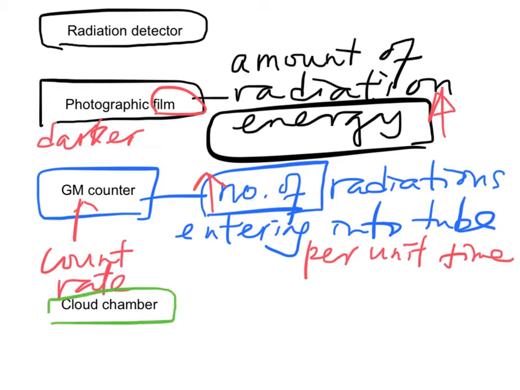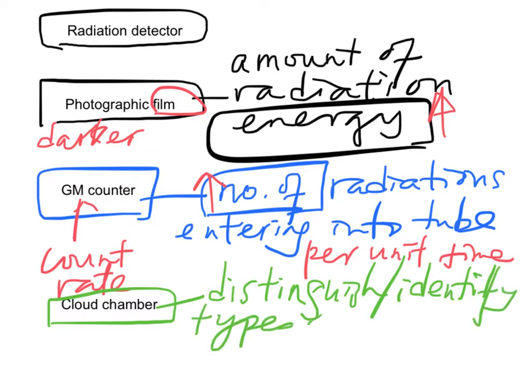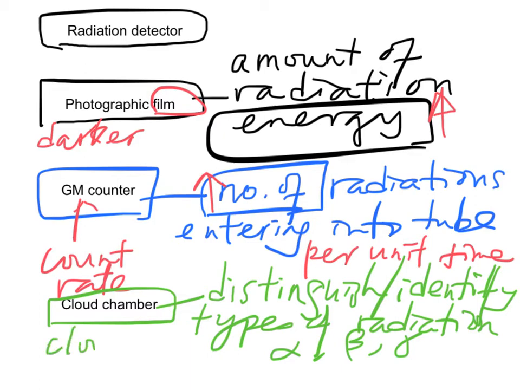For a cloud chamber, it's mainly used to distinguish, or we say to identify, the types of radiations, whether this is alpha, beta, or gamma radiations, by observing the cloud tracks.